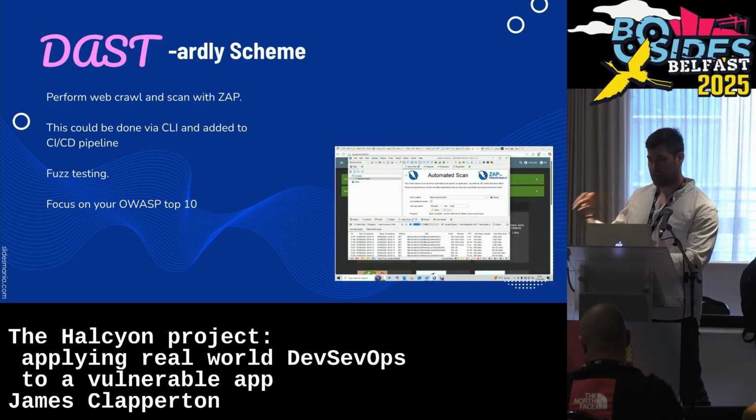Really what we're looking at with the DAST scans is focusing on your OWASP Top 10. If you can focus on fixing those and getting those sorted, you are 90% there, because that's just going to be your low-hanging fruit.